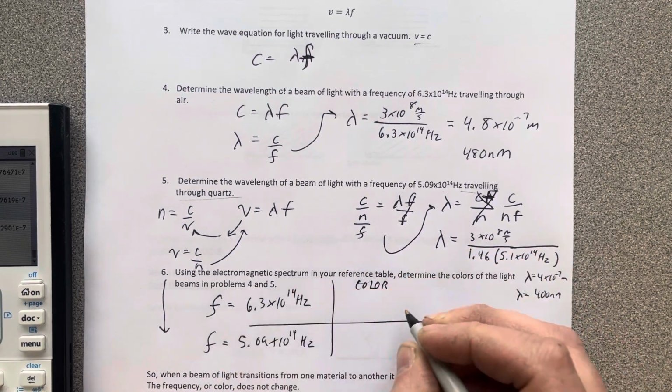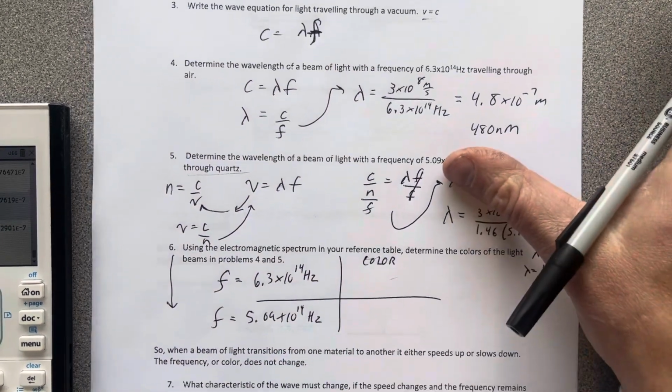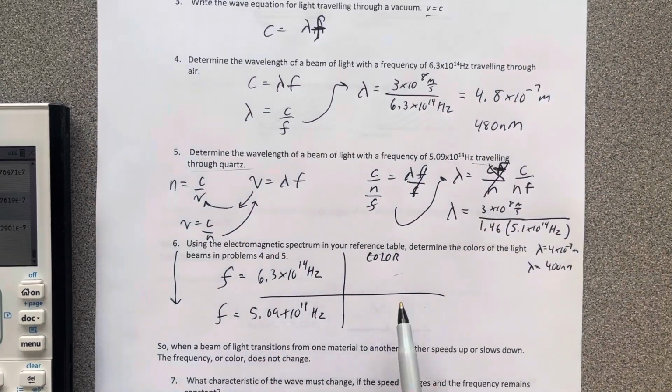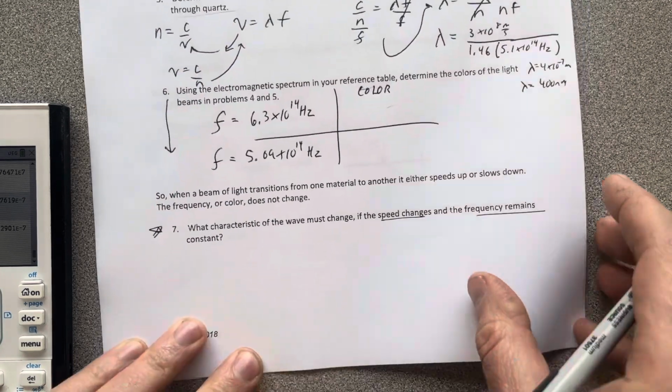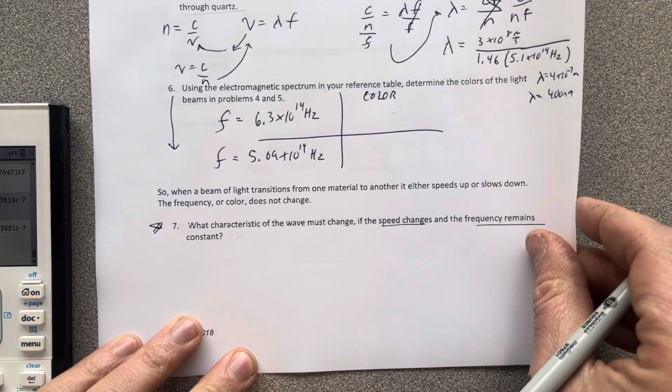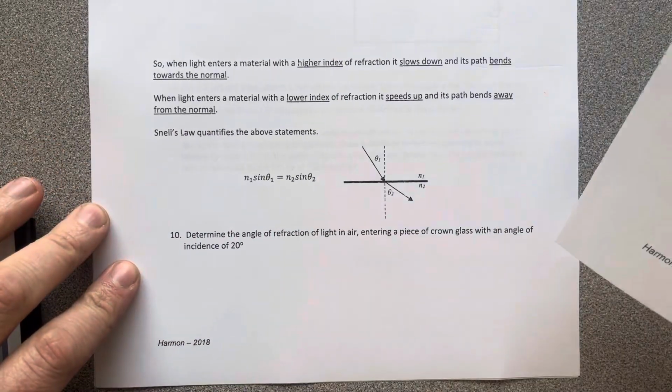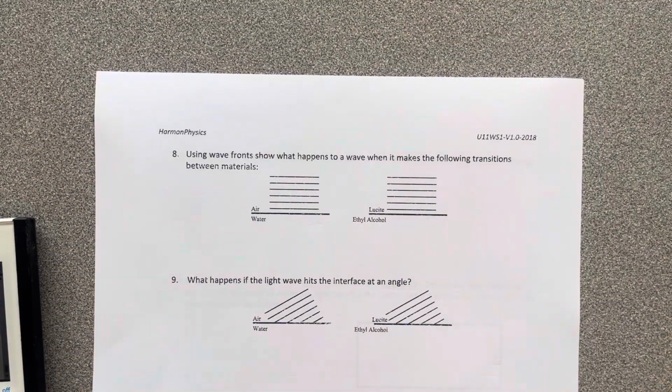So look up the color in the reference table. It's the electromagnetic spectrum, easy enough to find. See if you can figure that out. Speed changes, frequency remains constant. Answer that as well. Think about what we just talked about and try to answer that. We'll fill this in class. This one here we'll also do in class.